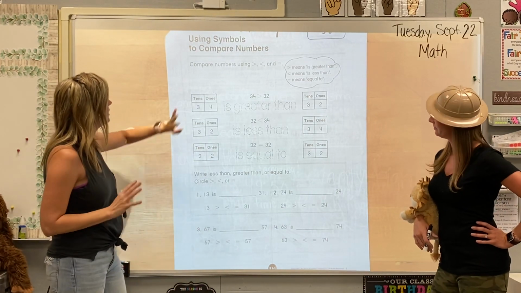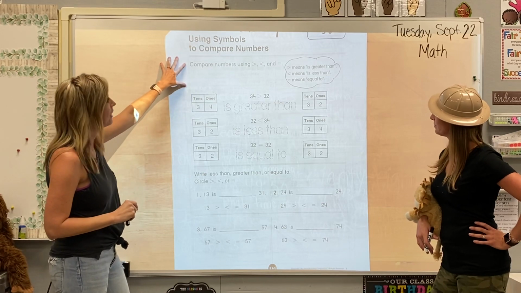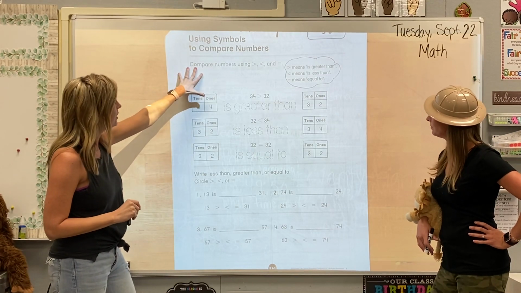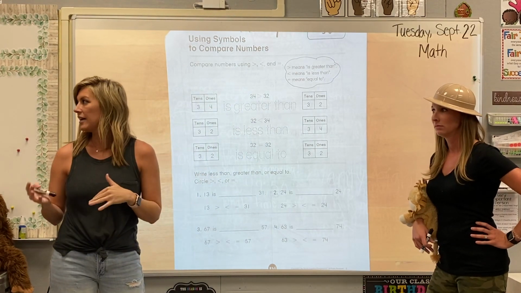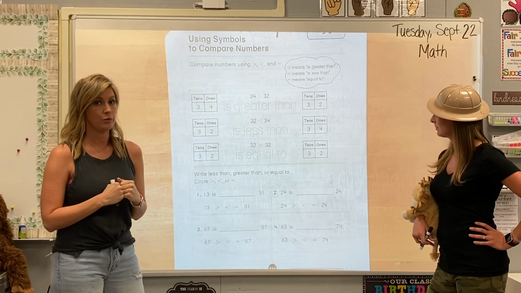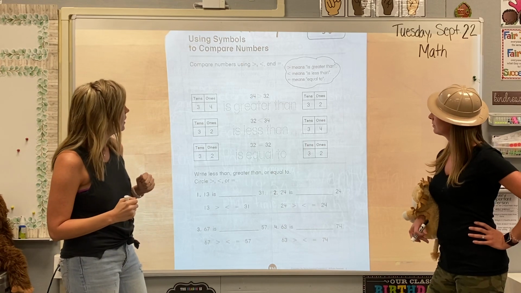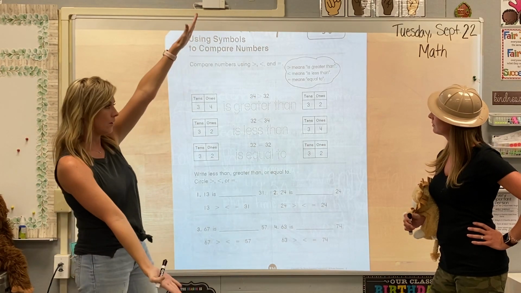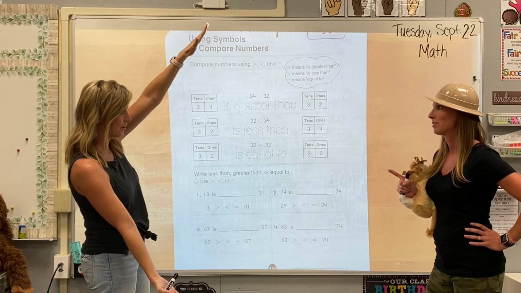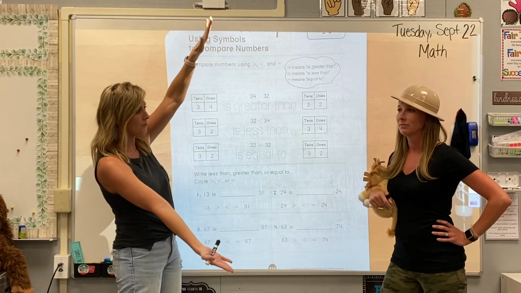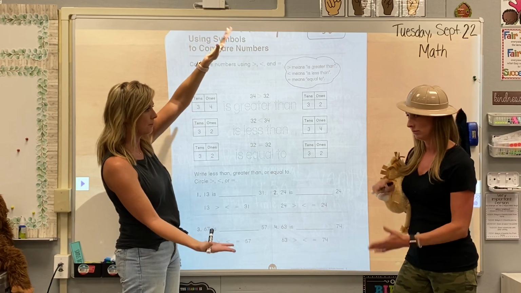Okay, so what we're doing today is we're going to use symbols to compare numbers. And we have 3 different symbols that we're using. We've got greater than, less than, and equal to. So when your mouth is open, you want to eat all the cheeseburgers, the bigger number. So my mouth is always going to be open towards the bigger number.